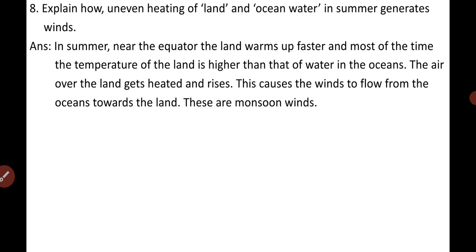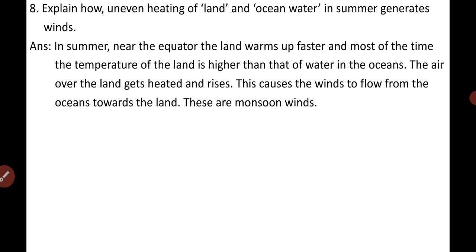Okay, the air over the land gets heated and rises up, and it will also create a region of low air pressure. So this causes the wind to flow from the oceans, which is cool, right? The air over the land is hot, but the air over the ocean is cool. So this causes the cool air or cool wind to flow from the oceans towards the land, and these are known as monsoon winds. The wind blowing from the oceans towards the land in summer is called monsoon winds.